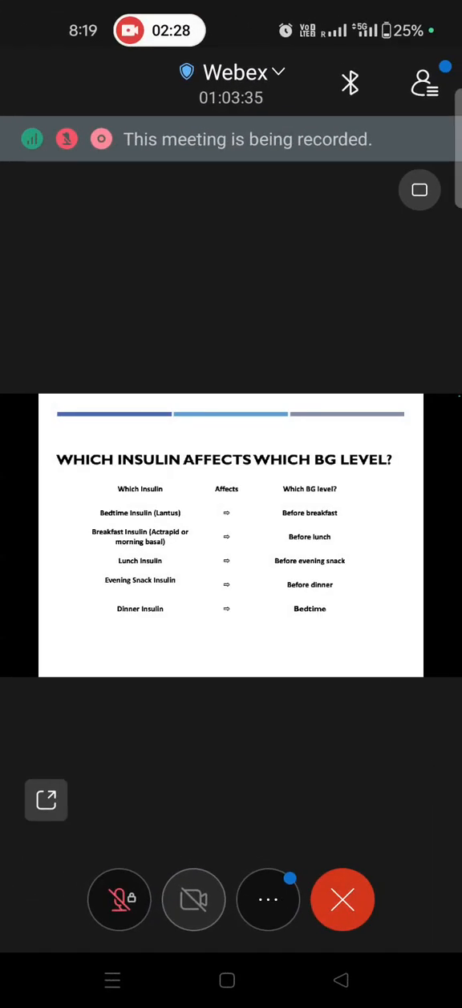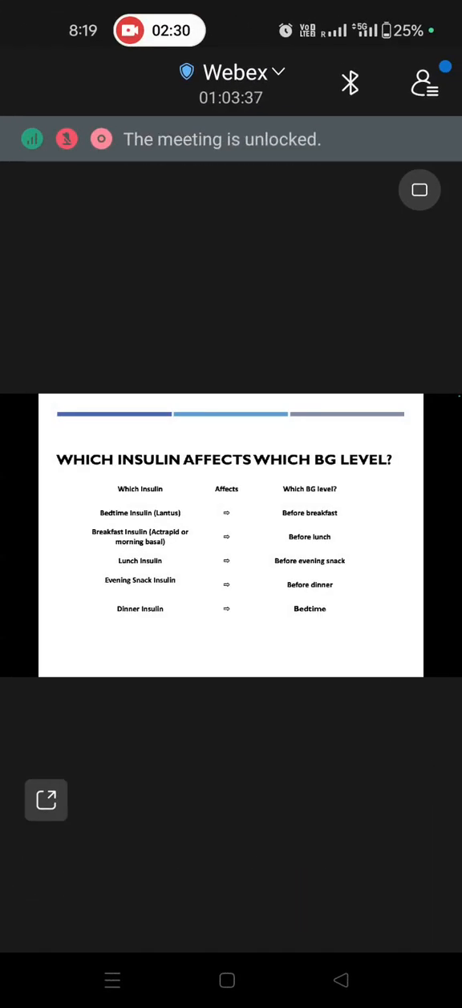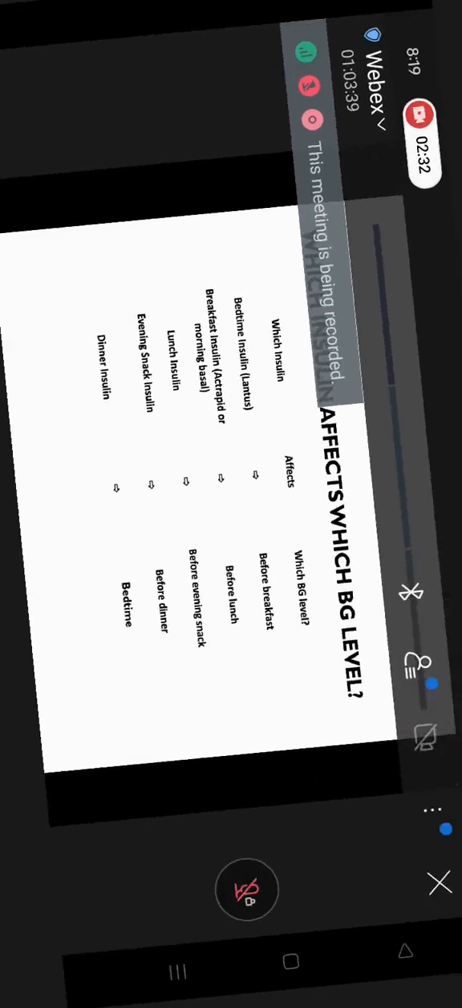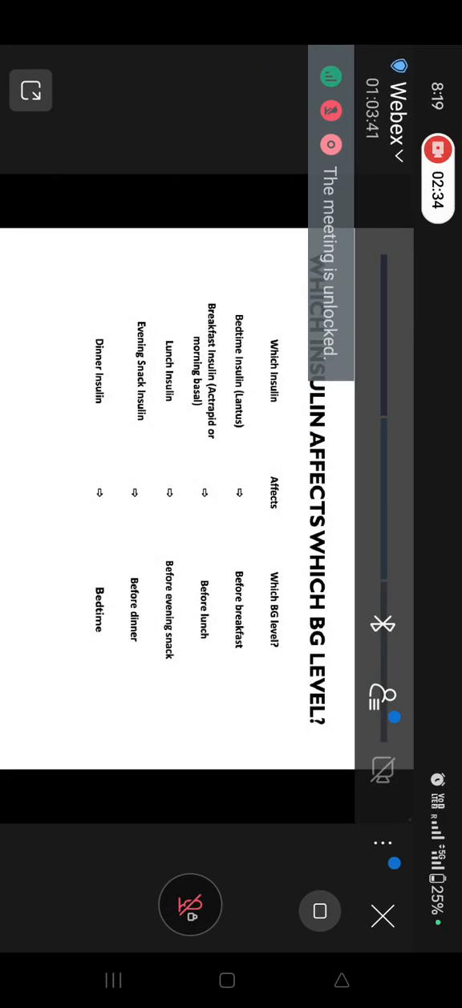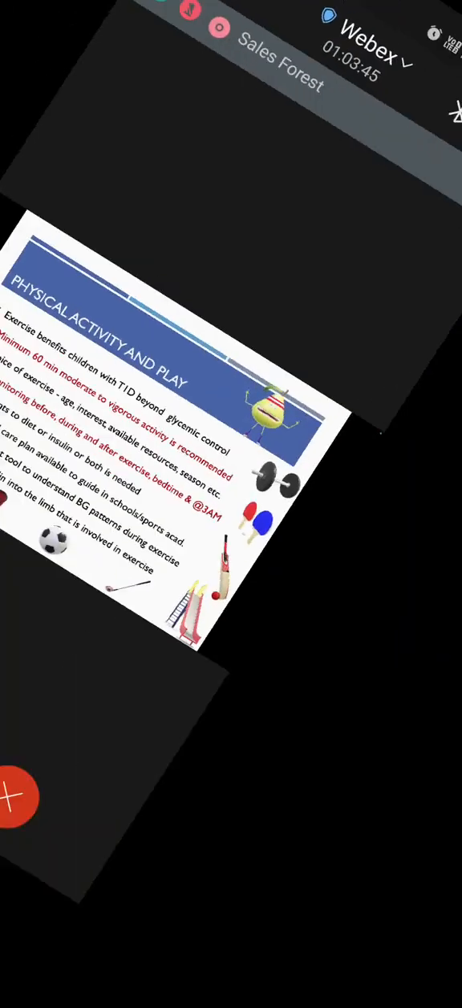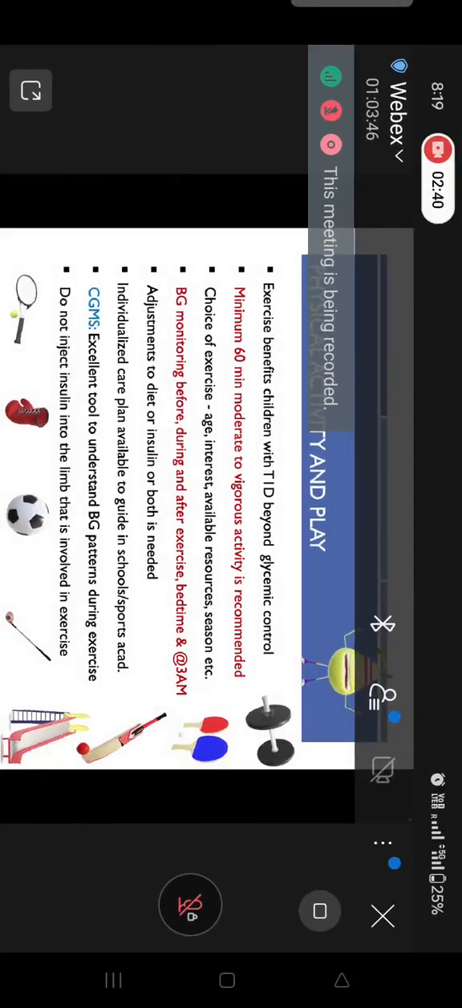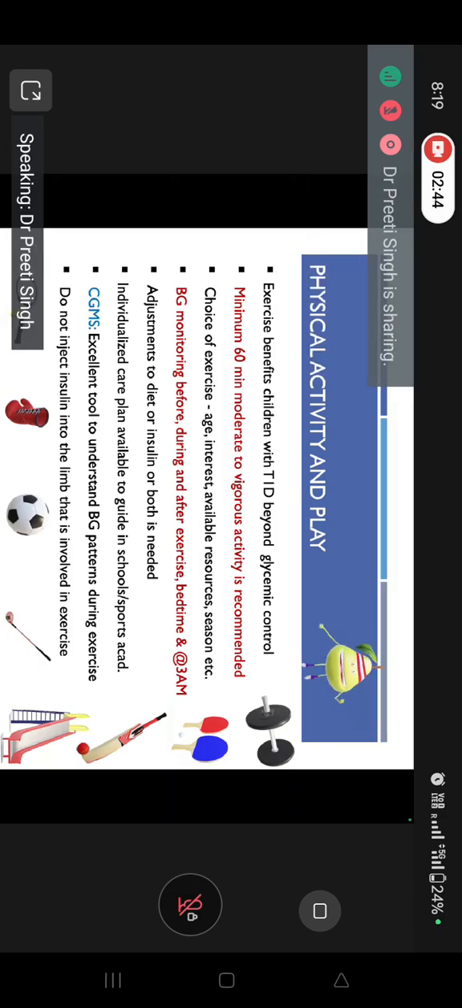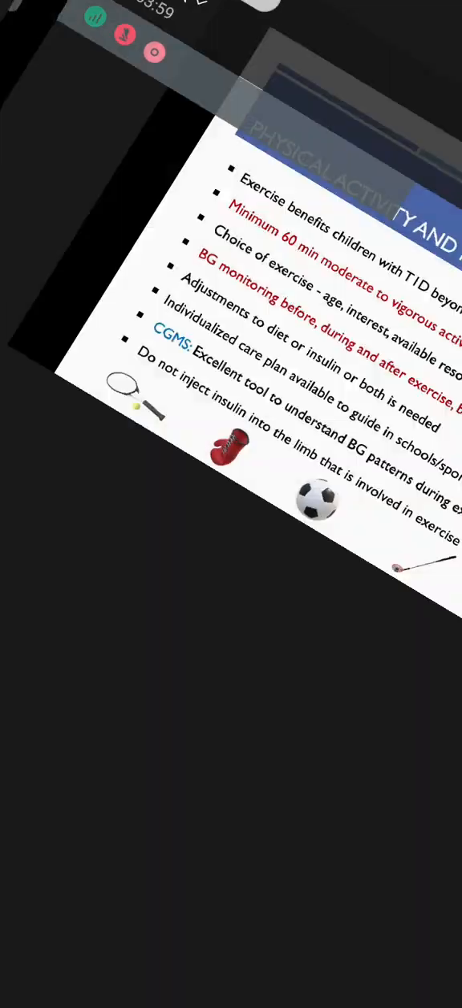So this knowledge of which insulin will impact which blood glucose level will help you in titrating and adjusting the insulin level. So quickly, the last component that we talked about, that is the physical activity and play. This is extremely important not only for a child with type 1 but also for any other child. A minimum of 60 minutes of moderate to vigorous activity is recommended.